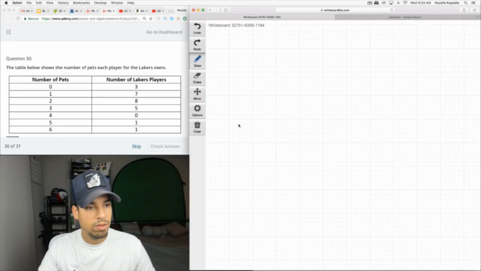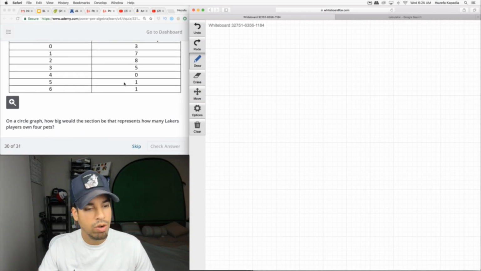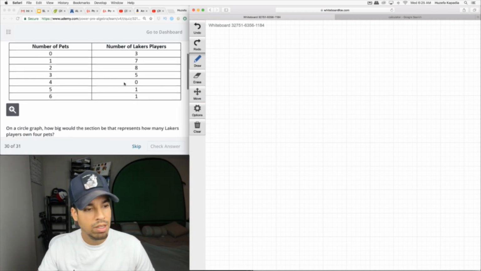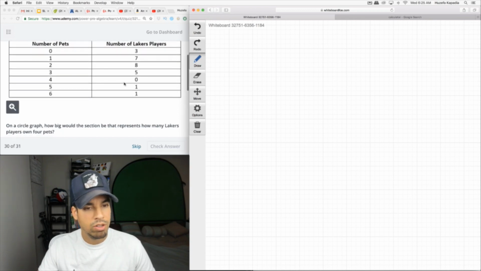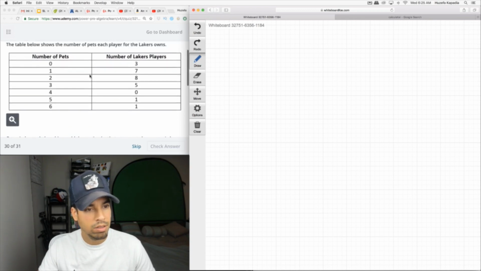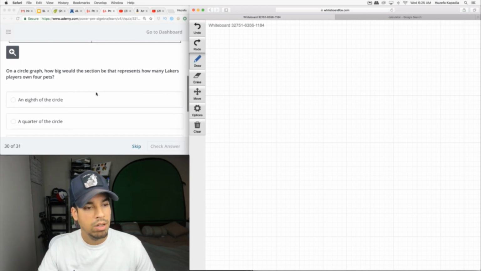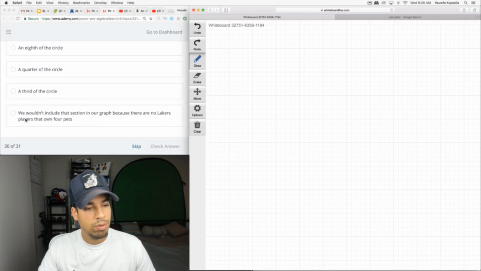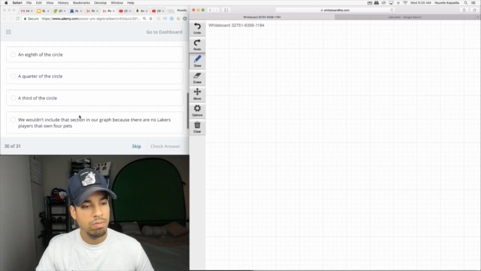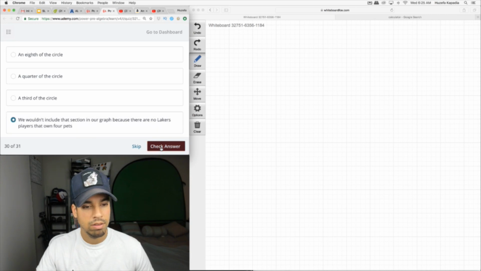All right. A table shows the number of pets each player for the Lakers owns on a circle graph. How big would the section be that represents how many Laker players own 4 pets? Okay, so 4. So 0, right? Nobody owns 4 pets. So we wouldn't include that section in our graph because there are no Laker players that own 4 pets, right? It's kind of a little bit of a trick question. But if there's none that own, they don't go in the graph.